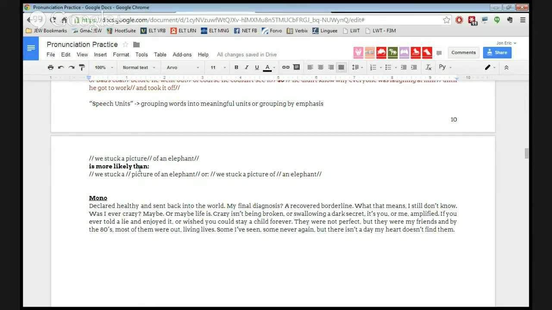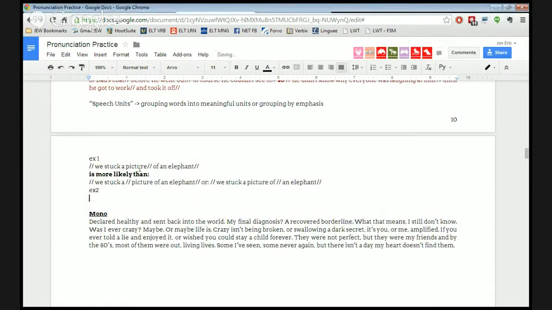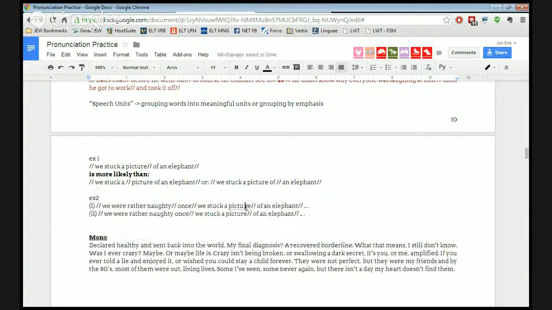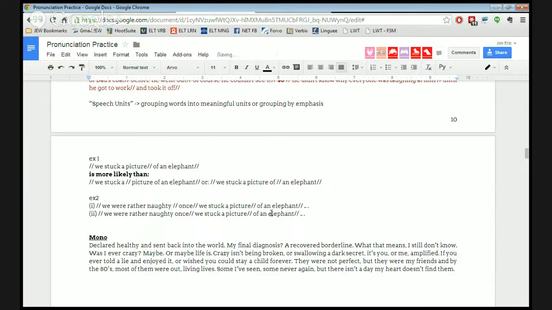So we're going to call this example 1. Tony, I want you to look at example 2 right here. One second. All right. In example 2, you're going to read them differently, okay? And then you're going to tell me which one sounds a little bit better. Can you see the difference between the two texts? Okay.